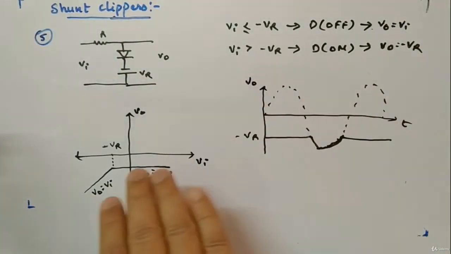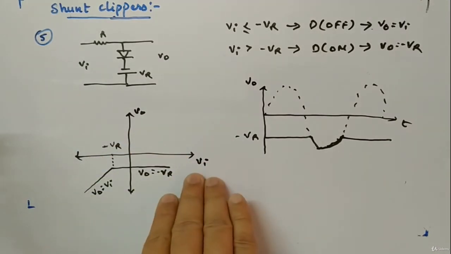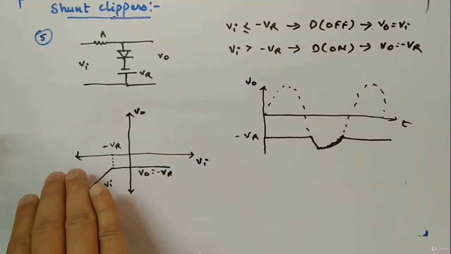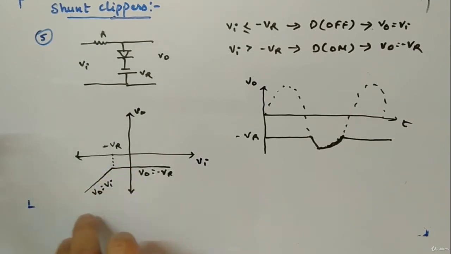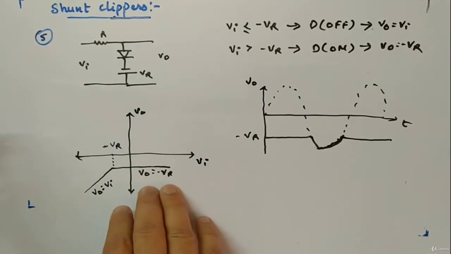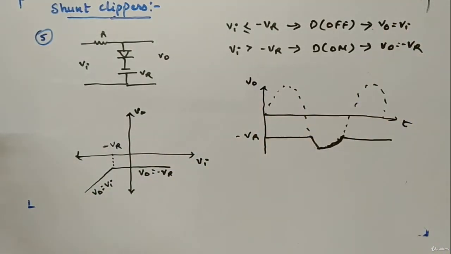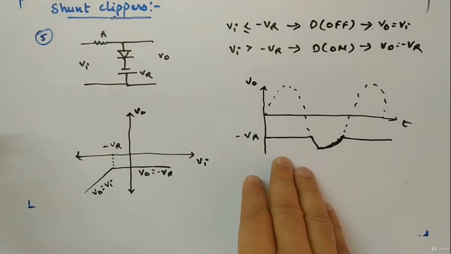So now the transfer characteristic will look like this. Till Vi is equal to minus Vr, V0 will be equal to Vi. As soon as Vi crosses minus Vr, V0 becomes equal to minus Vr. Okay, same. And this is how the output characteristics will look like.